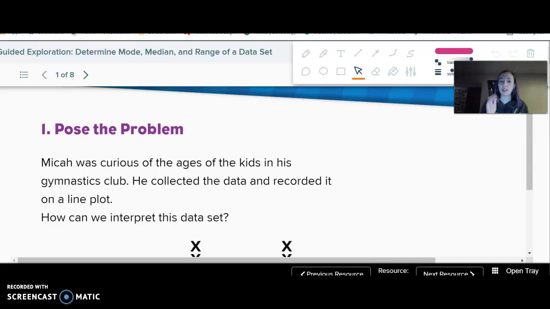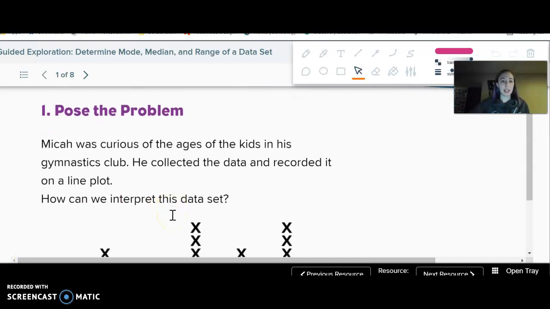Okie dokie. 12.6. Determine mode, median, and range of a data set. We'll get to mean in the next lesson. So hopefully by the end, you'll feel comfortable saying, I can determine the mode, median, and range of a data set. So hopefully you'll be able to figure those things out.